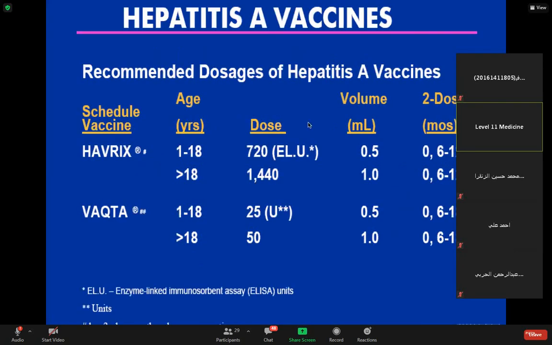Those are the vaccinations, and you can see that they are actually very efficient vaccinations. Usually they are taken in a 2-dose formula.